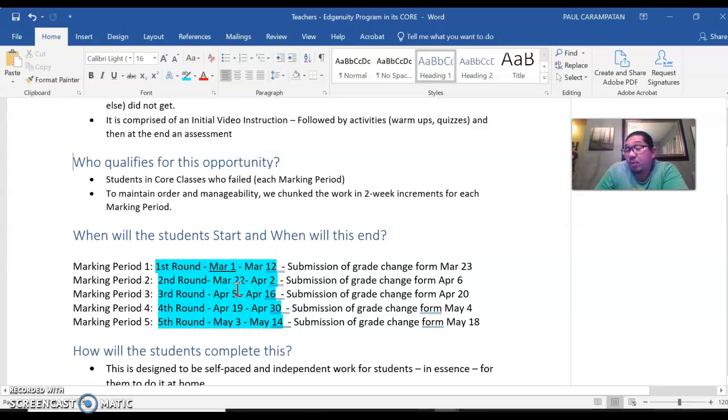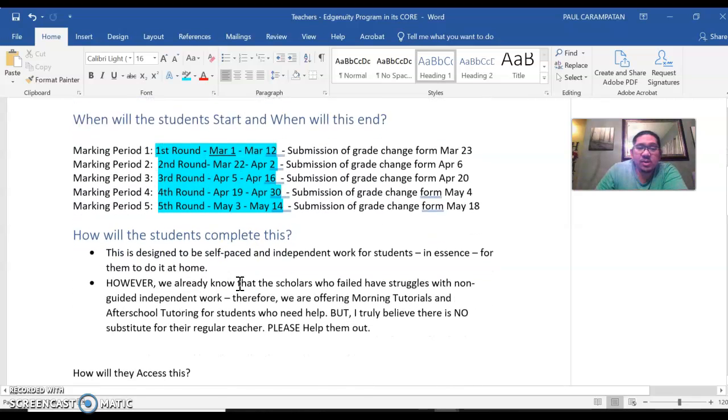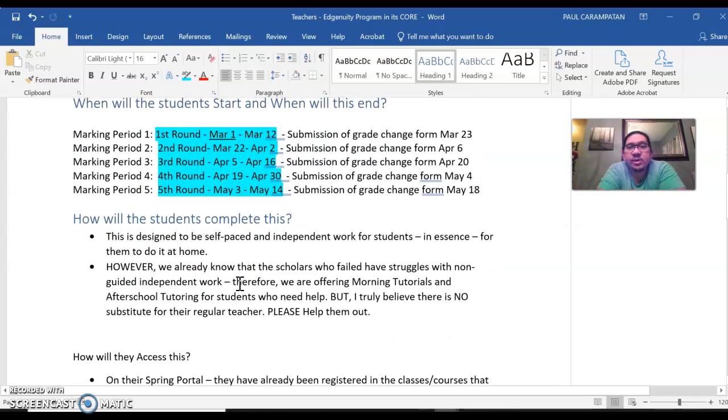The next question that most people have is, how are they going to complete this? Well, Edgenuity is designed to be self-paced, independent work for students. In essence, they should be doing it at home. The word is operative: they should be doing it at home. However, we already know that the students who failed in the first place, it's normally not because they didn't know, it's just that they didn't do the work. So they already are struggling with non-guided, independent work.